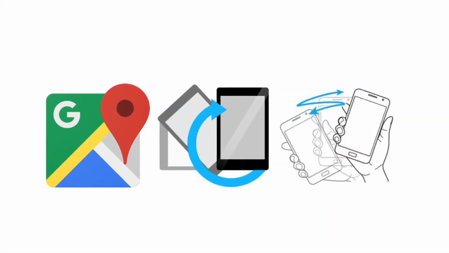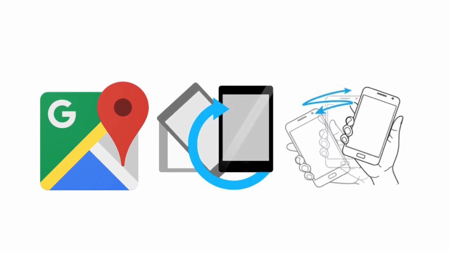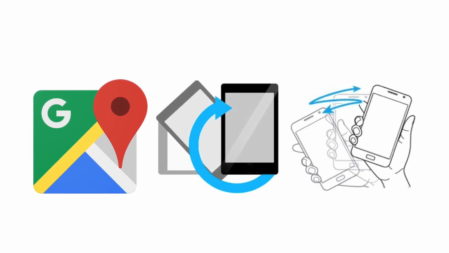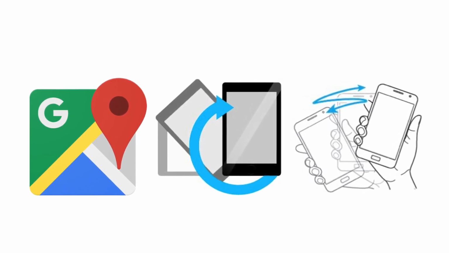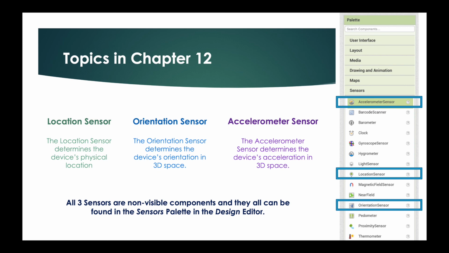In this video, you have learned a lot about Chapter 12 of the Starting Out with App Inventor for Android textbook. As I've discussed, the chapter focuses on 3 different types of sensors that are found in Android devices. The functions of the sensors are described using their properties. The 3 types of sensors are the location sensor, which determines the device's physical location, the orientation sensor, which determines the device's orientation in 3D space, and the accelerometer sensor, which determines the device's acceleration in 3D space.